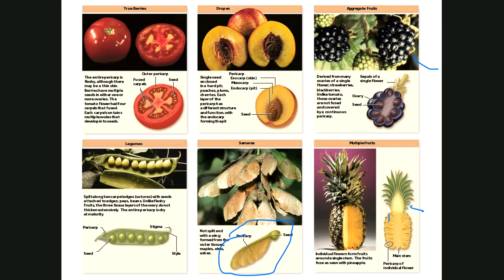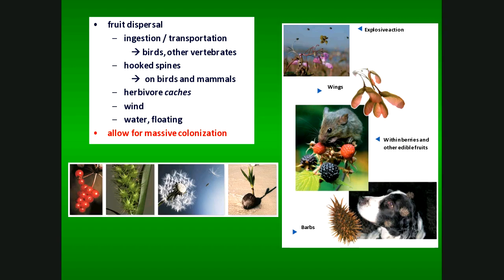Regardless of how you're made, whether you're a berry or a drupe or a legume or an aggregate fruit, the whole idea is dispersal by birds and other vertebrates, like the little mouse chewing on those berries there. The idea is he's going to be dropping the seeds. There's also explosive action. You remember the elaters we were looking at in the horsetails, how they can shoot the spores out to disperse. There are some fruits that can do that. The samaras with their wings, right?